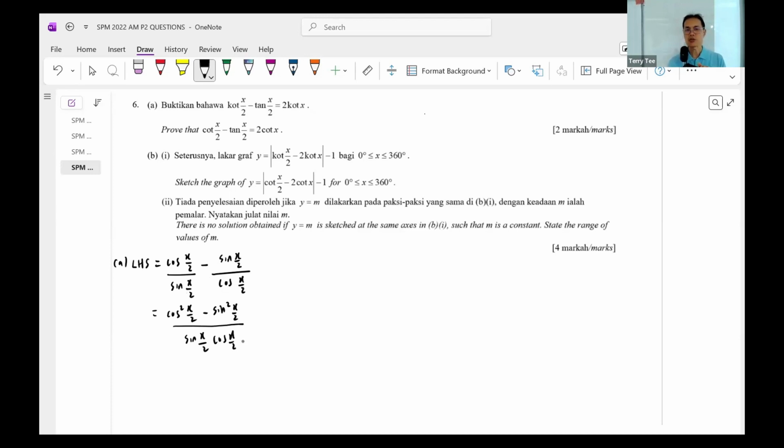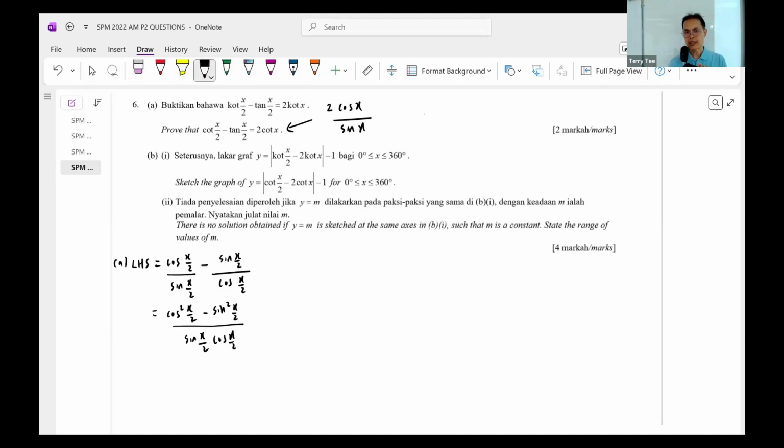Every time you do this and you do not know what to do, you can always look at the right-hand side. Cotangent is cos over sine. Okay, sorry, this is x, this is not x over 2. So I know how to use the half angle formula, right?